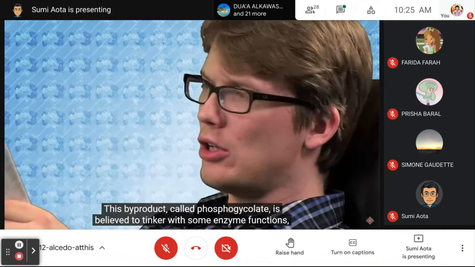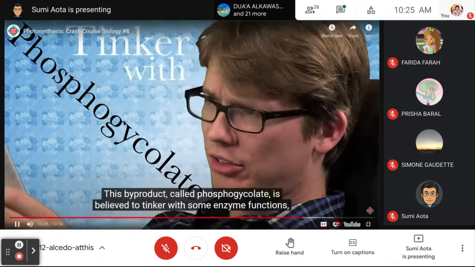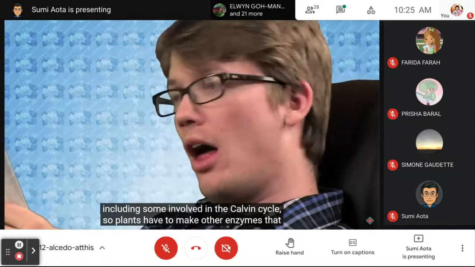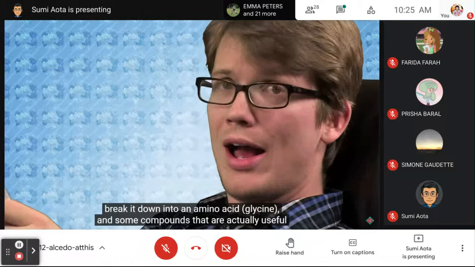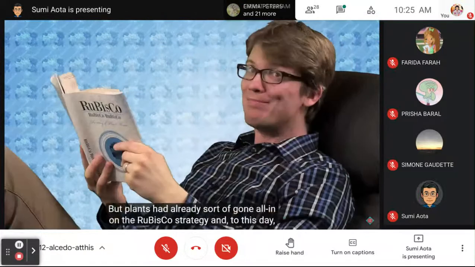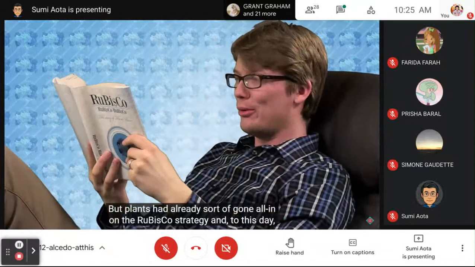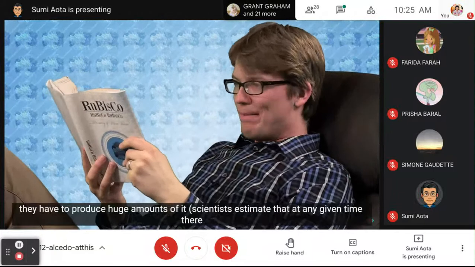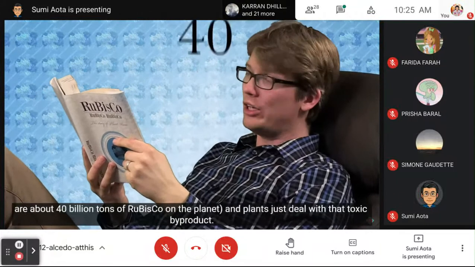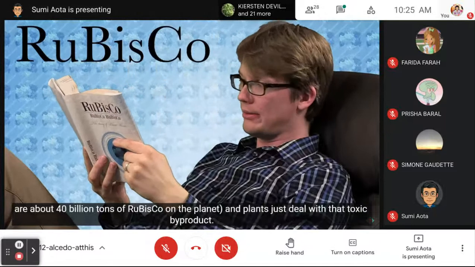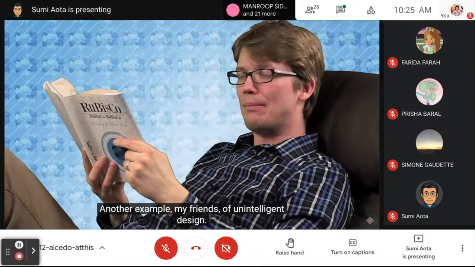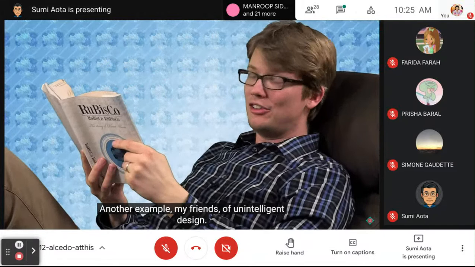This byproduct, called phosphoglycolate, is believed to tinker with some enzyme functions, including some involved in the Calvin cycle. So plants have to make other enzymes that break it down into an amino acid, glycine, and some compounds that are actually useful to the Calvin cycle. But plants had already sort of gone all in on the Rubisco strategy, and to this day, they have to produce huge amounts of it. Scientists estimate that at any given time there are about 40 billion tons of Rubisco on the planet. And plants just deal with that toxic byproduct. Another example, my friends, of unintelligent design.